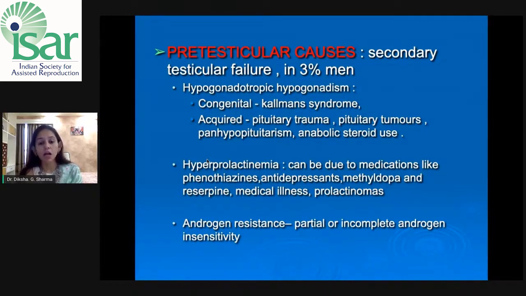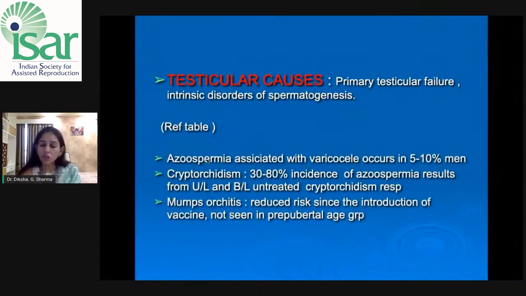Androgen resistance. Complete androgen insensitivity syndrome usually presents as a phenotypic female, whereas a partial or incomplete androgen insensitivity male would present to you with azoospermia. When we talk about the testicular causes, these are mainly the intrinsic disorders of spermatogenesis.